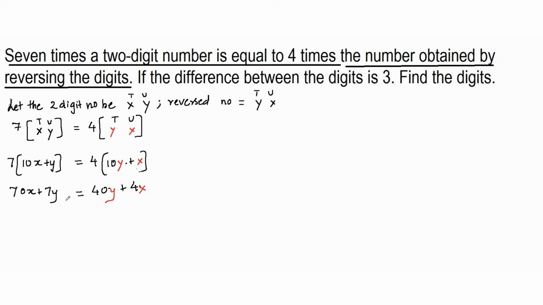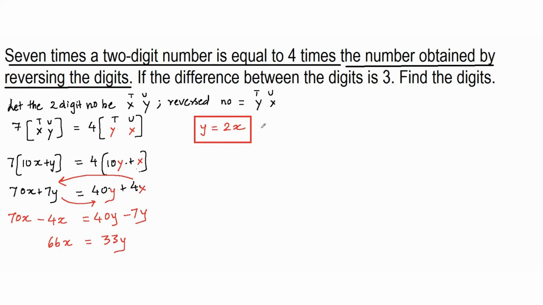So now let's transform the variables from one side to other. Let's transpose them. So 4x comes to the left side for subtraction. So 70x minus 4x becomes equal to 7y transposes to the other side. That is 40y minus 7y. So I get 66x is equal to 33y, which means dividing both sides by 33, I get y is equal to 2 times x. This is my first equation, right?